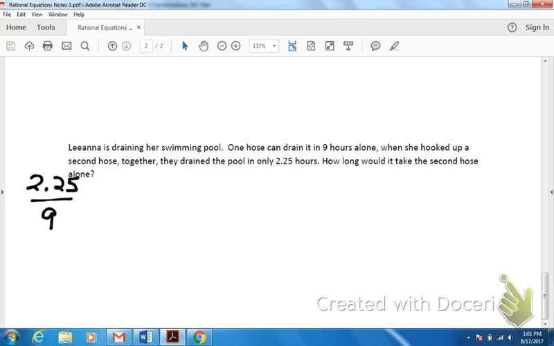So this is the work of the first hose. The work of the second hose is still the together time on top. And we don't know how long that second hose would take by itself. That is our x. And it's doing one job. Can there be more than one job? There could be, but there's not on any of your homework.